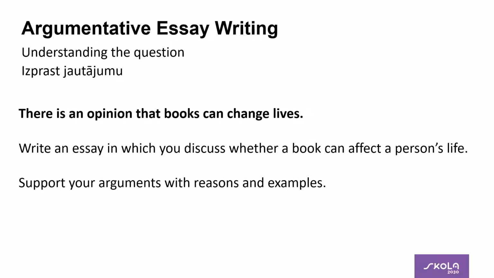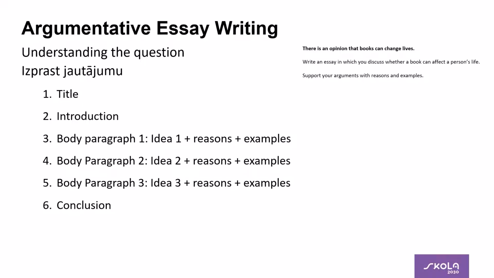And so they have to write an essay about whether a book can affect a person's life. And they can agree or disagree with this statement, but they need to support their arguments with reasons and examples. So one structure would be to have the introduction, a body paragraph with idea 1 plus reasons and examples of why a book can affect a person's life or why it can't affect a person's life, and then idea 2 and then idea 3 and then a conclusion.